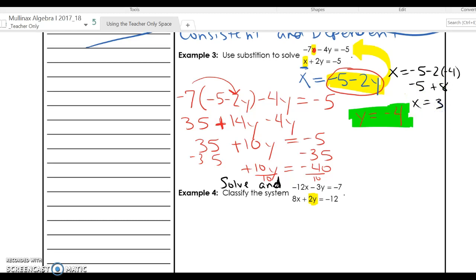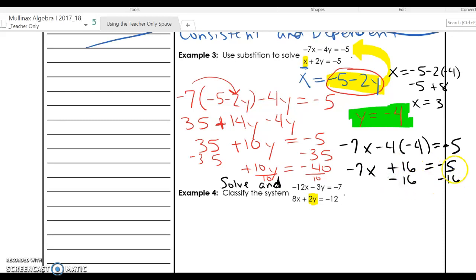Let's do it in this other equation. Negative 7x minus 4 times negative 4 equals negative 5. Negative 7x plus 16 equals negative 5. Minus 16, negative 16, and negative 5 are negative 21. And then divide by negative 7 on both sides, and I still get an x value of 3. So that's just me checking to make sure that this y value does give me the same x value, no matter which equation I substitute.